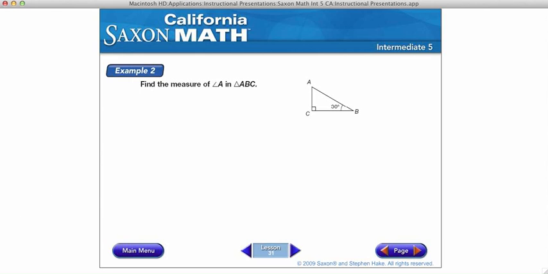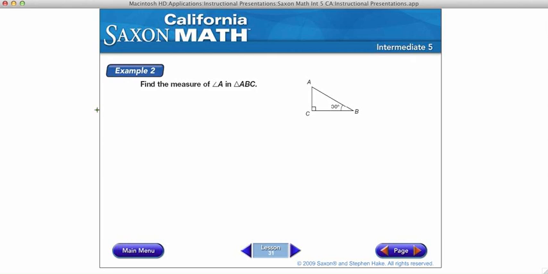Example 2, find the measure of angle A in triangle ABC. So this is what this means. This symbol right here means angle, and this symbol right here obviously means triangle. So if I was to read this sentence, find the measure of angle A in triangle ABC, that means here's my triangle, A to B to C. And I want to find the measure of this angle right here. So how do I do that?